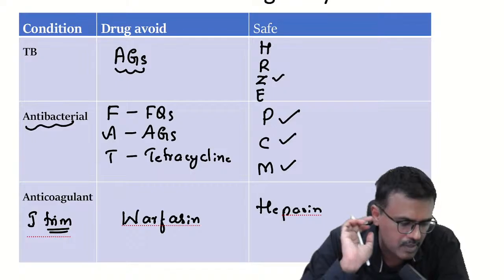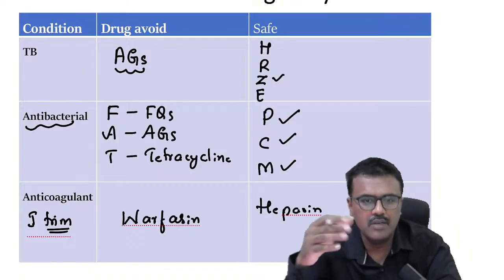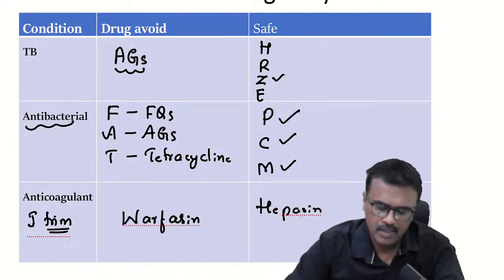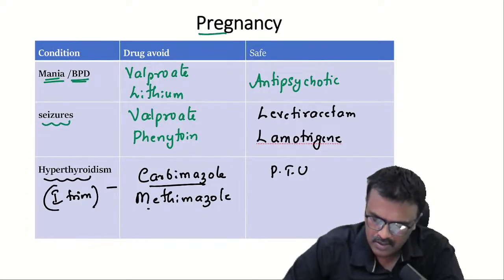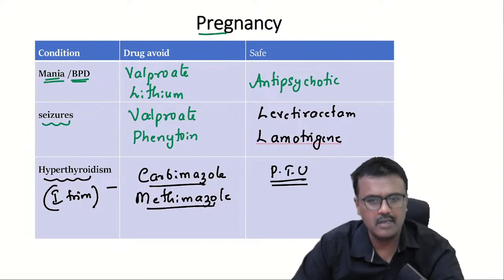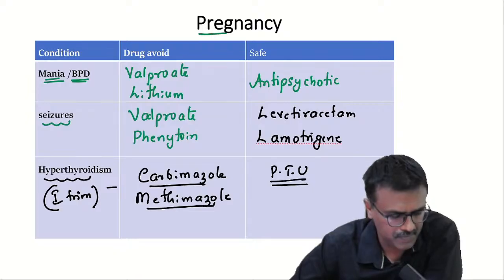Yes, Rama, you are right. Hyperthyroidism in second and third trimester, you can use carbimazole, methimazole. But first trimester, you have to avoid. That's why I have written first trimester, I will avoid this. And what do I give? Propylthiouracil. But in second and third trimester, the drug of choice will be carbimazole, methimazole. Okay.